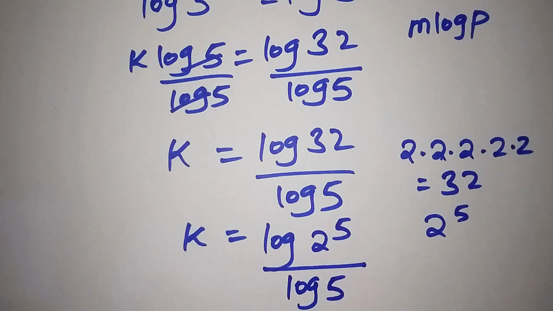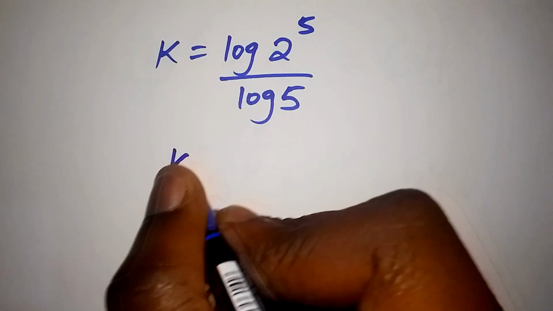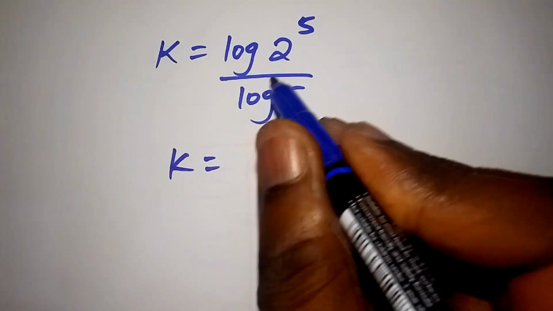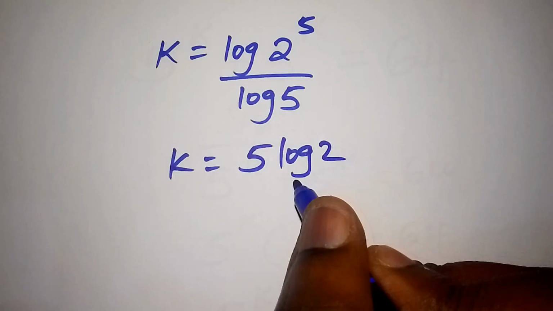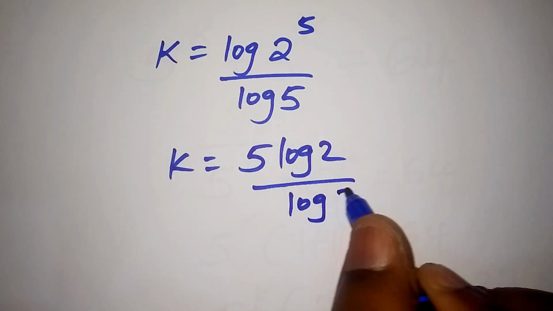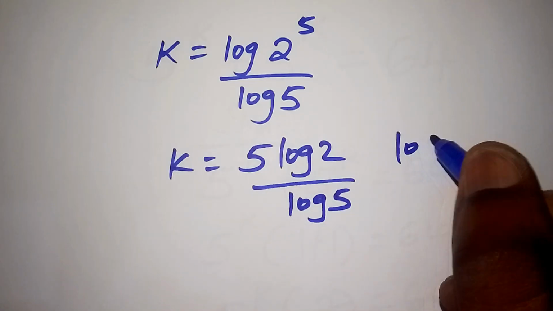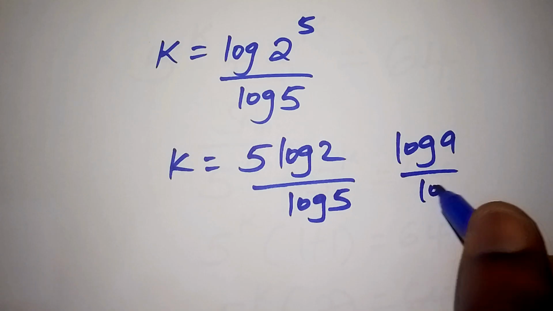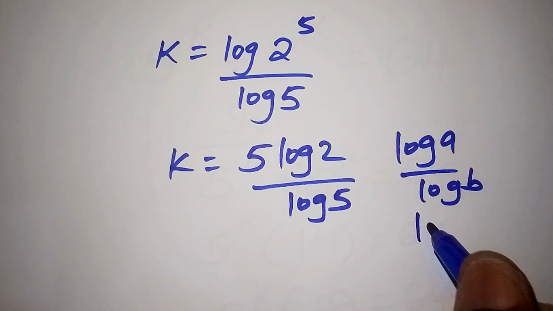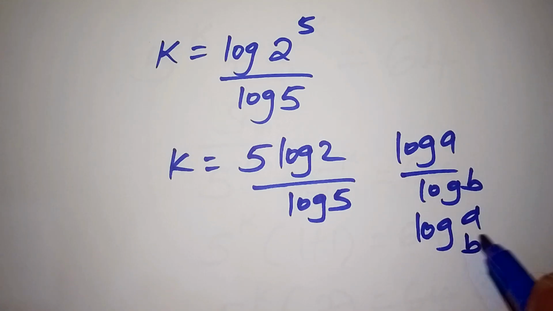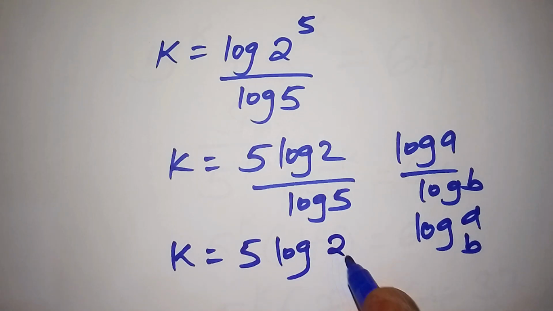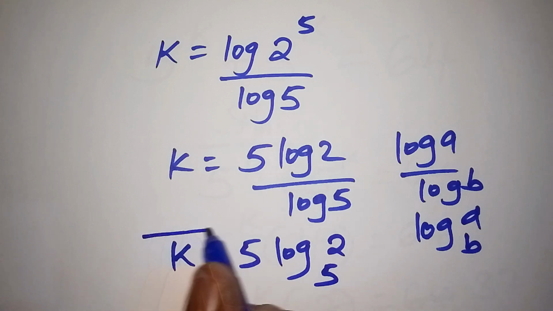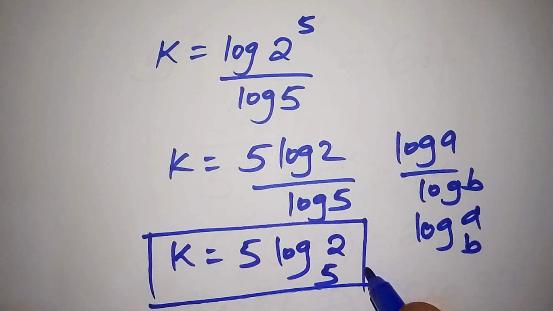Next, we say that k is equal to, the log of 2 to the power of 5 can be written as 5 log 2, all over the log of 5. Assuming that we have log a all over log b, this can also be written as the log of a to the base of b. So finally our value for k is equal to 5 log 2 to the base of 5. This now qualifies to be our most correct answer.